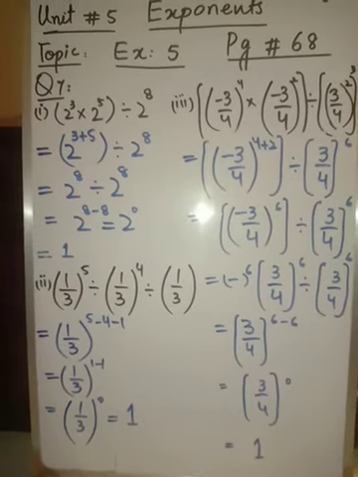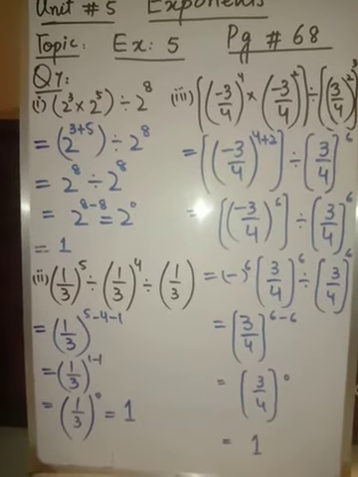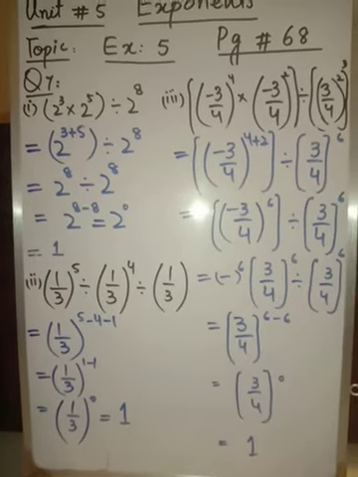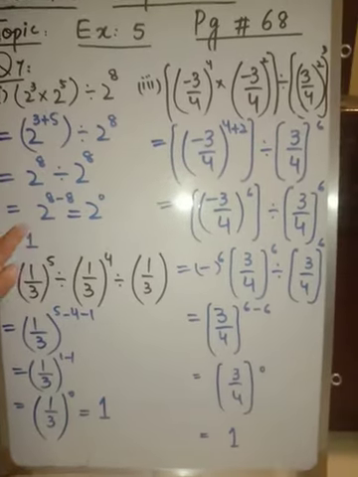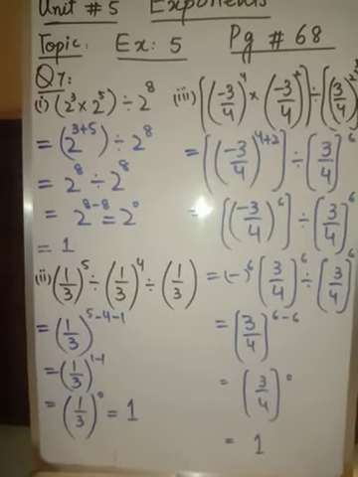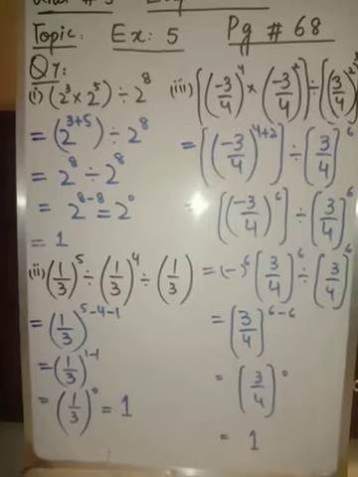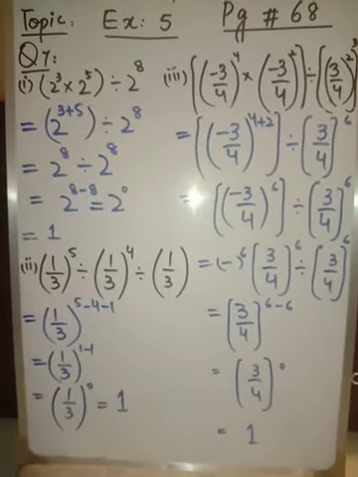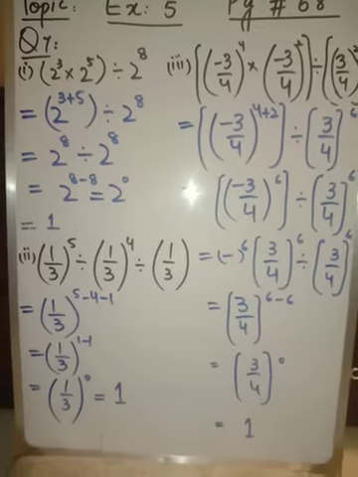By law 3, when we have the same bases and different exponents and they are dividing, the exponents will be subtracted. So 8 minus 8, it will be 2 raised to power 0. And by the last law, whenever we have a 0 in the exponent, the answer is equal to 1. Hope you understand it.